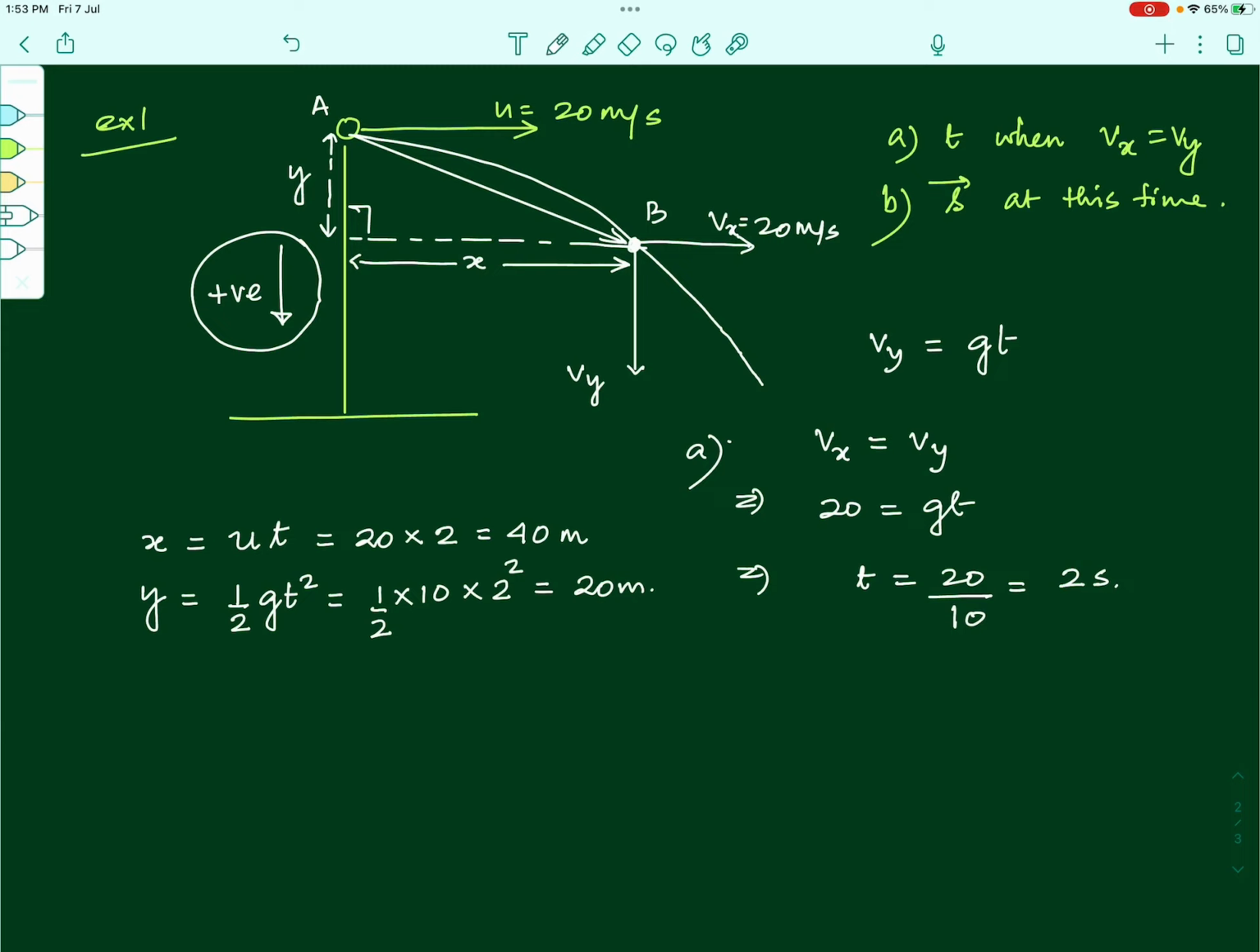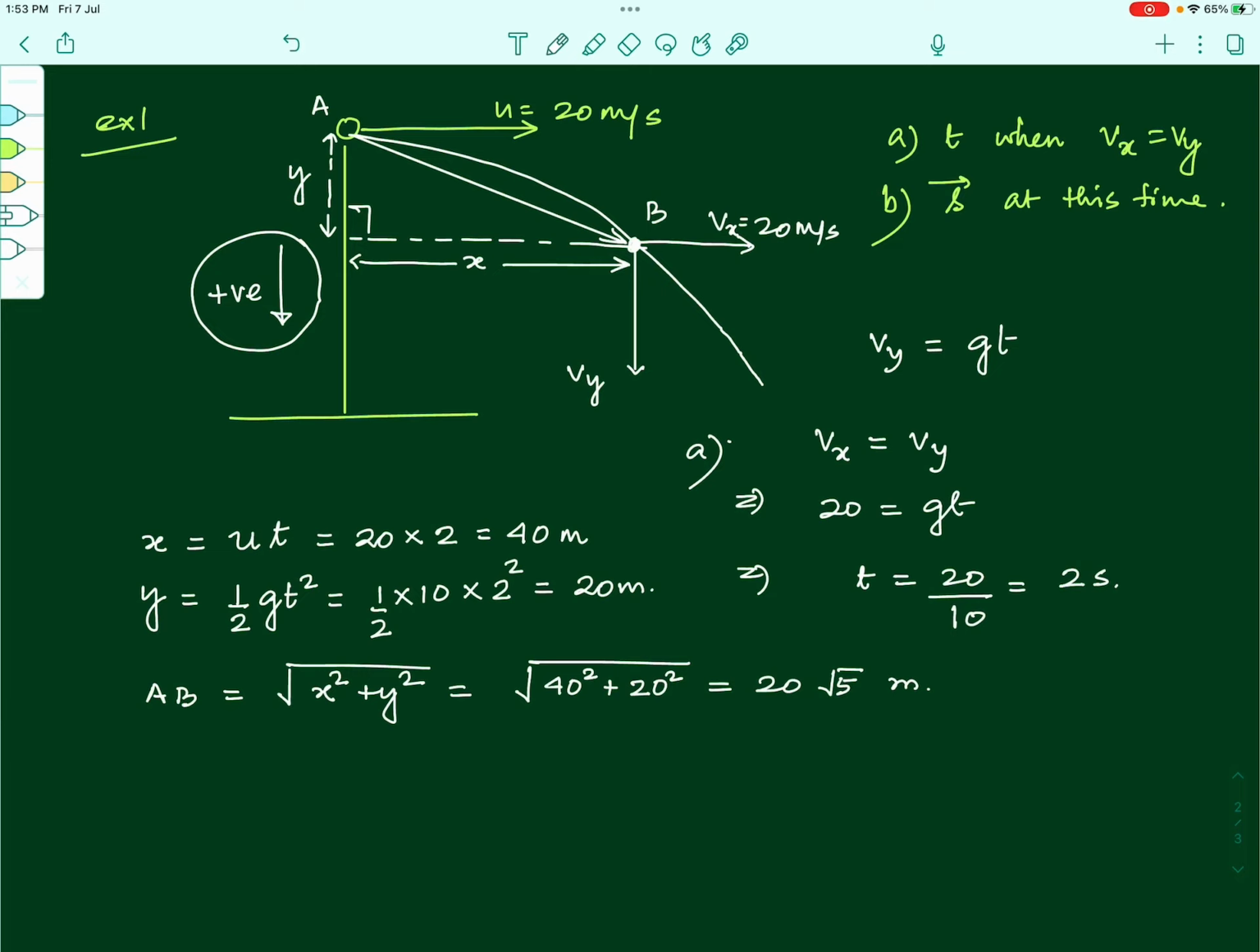And then just by looking at the figure, we understand that the length AB, which is nothing but the magnitude of the displacement, will be square root of x squared plus y squared, which will be square root of 40 squared plus 20 squared. Solve this to get 20 root 5 as the final answer, 20 root 5 meters.